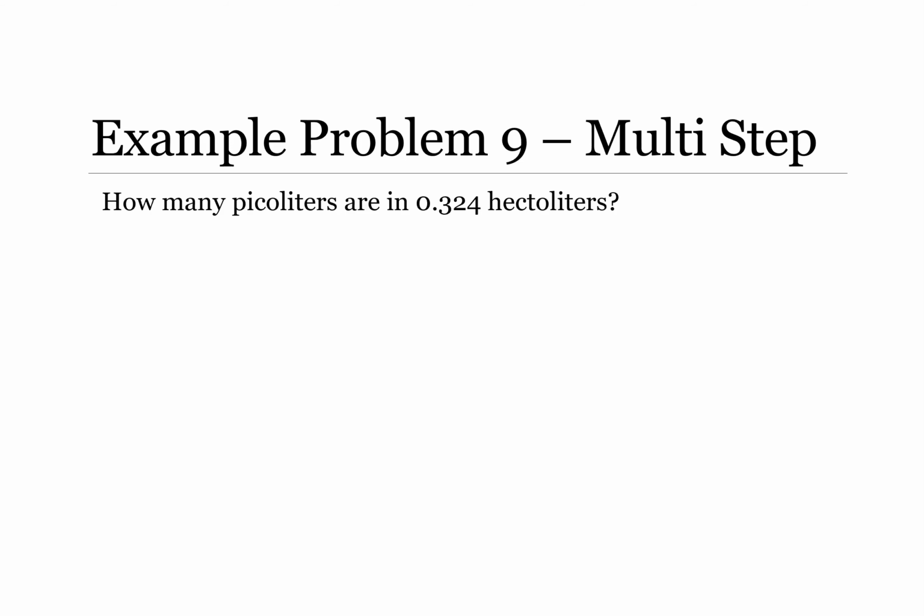Example problem 9 reads, how many picoliters are in 0.324 hectoliters? The first thing that we do is write down what the problem tells us. So 0.324 hectoliters, HL, kind of an odd unit, but it's still valid. The second thing to do is to write down what you're converting to, which is picoliters.